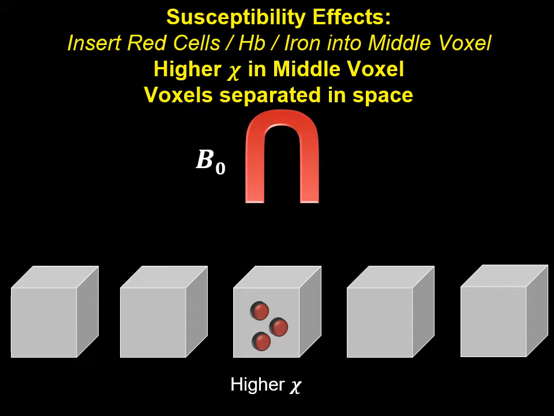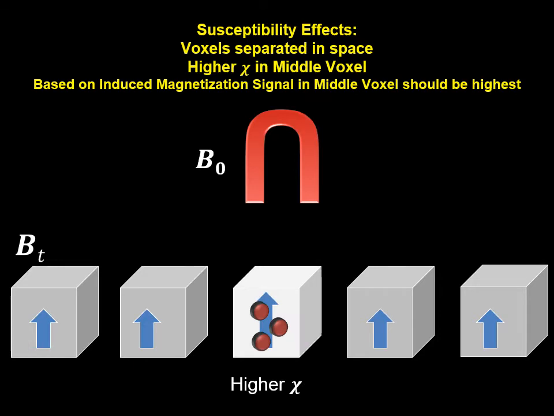We put these voxels into a magnetic field, and the induced magnetization in each of these voxels is the same in the 4 peripheral voxels, but in the central voxel, the induced magnetization should be higher because it contains a paramagnetic substance, and therefore it should be brighter.